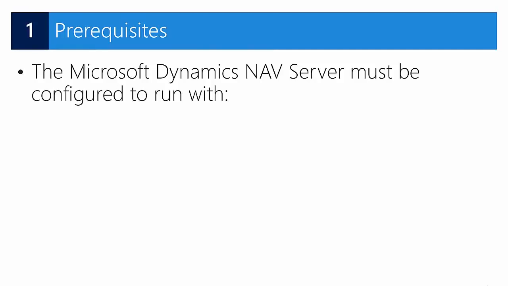So our service tier should be configured to run with NAV user password authentication, ACS, Access Control Service authentication, or Azure Active Directory. You need that to be able to get started.